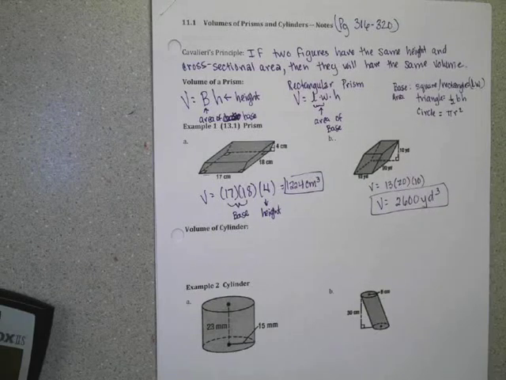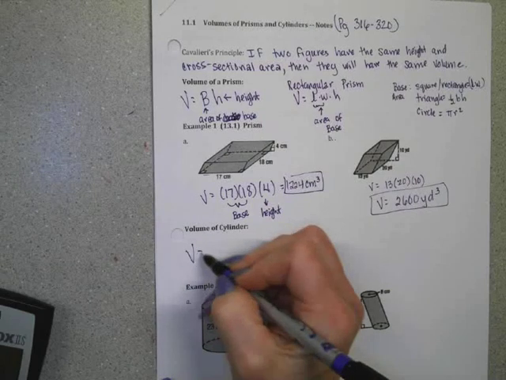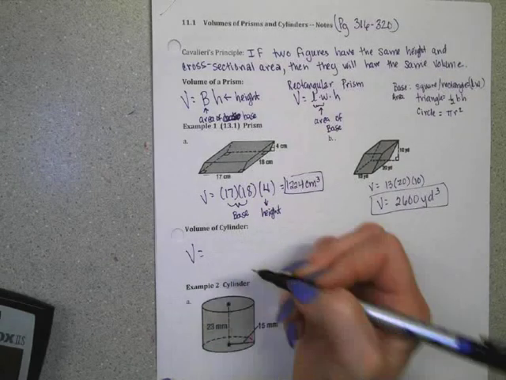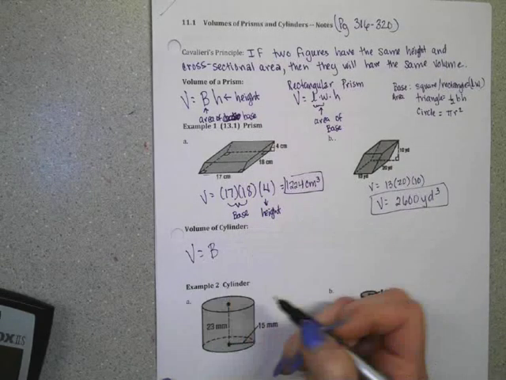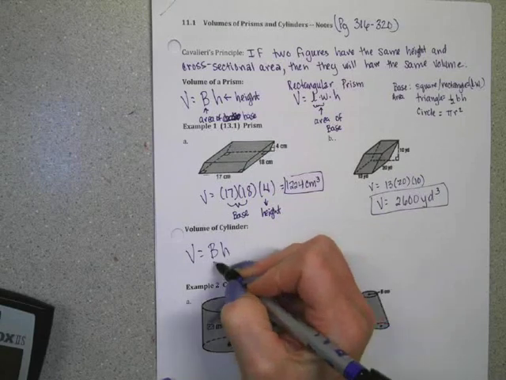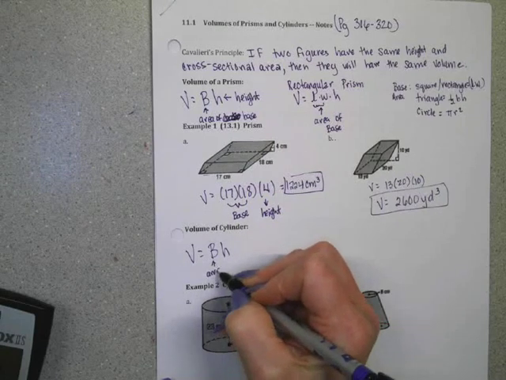Okay, volume of a cylinder. Well, again, we're going to use that same idea that volume of any type of shape is equal to the area of the base times the height, right? This is the area of the base.